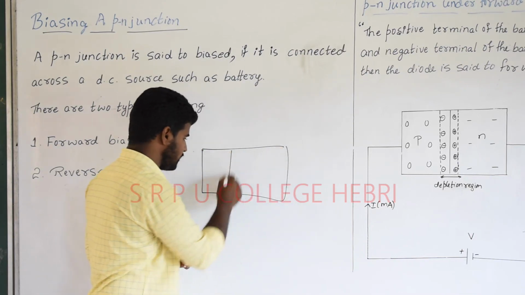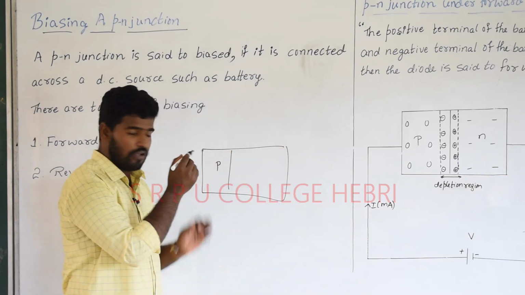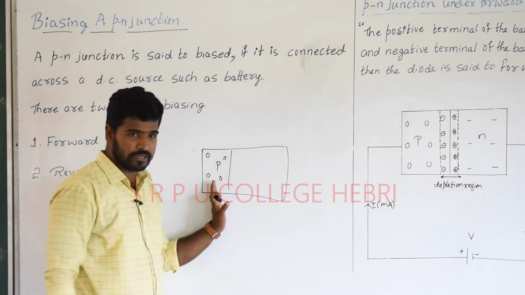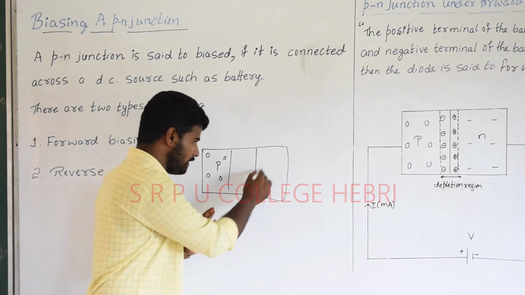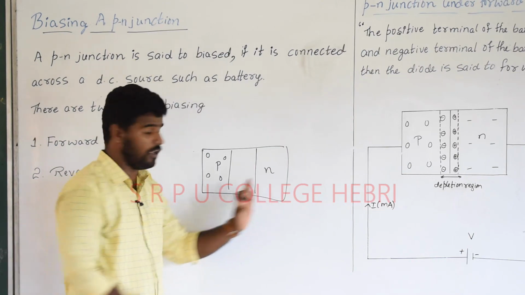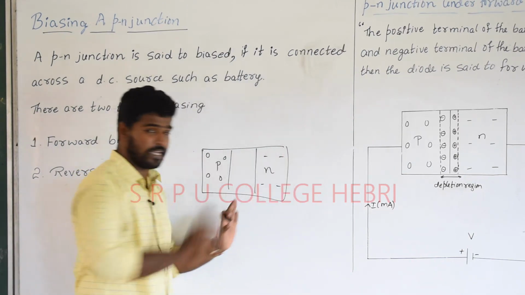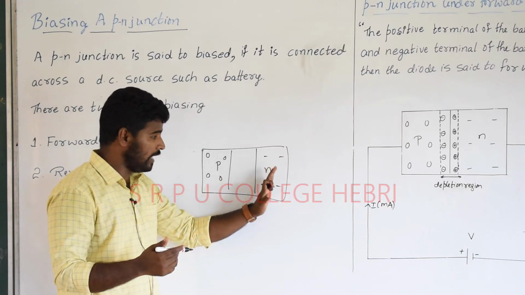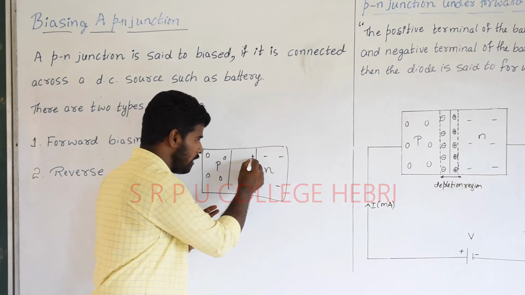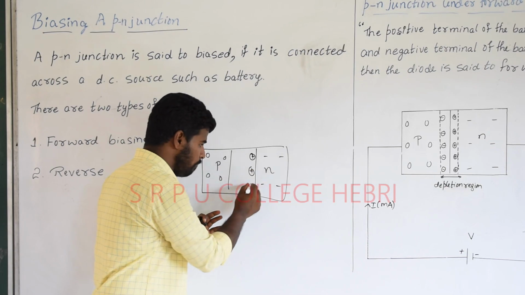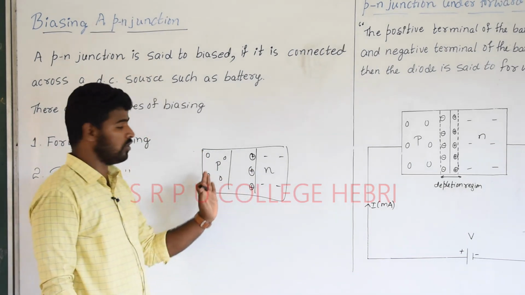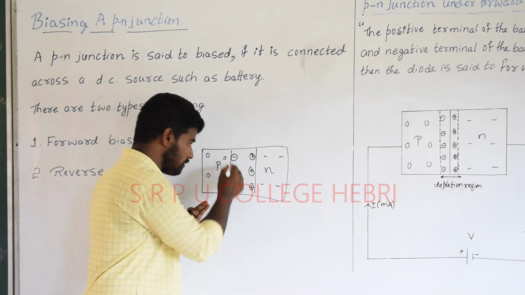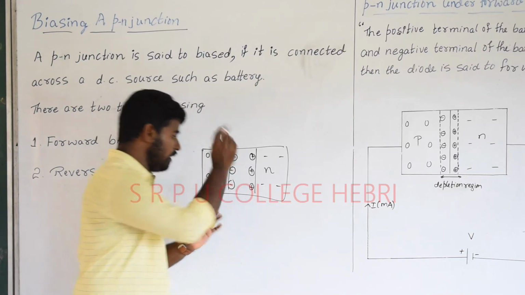This region is considered the P side, where the majority charge carriers are holes, and this region is considered the N side, where the majority charge carriers are electrons. Because of the concentration gradient, the charge that develops on the N side will be positive, and the charge that develops on the P side will be negative.